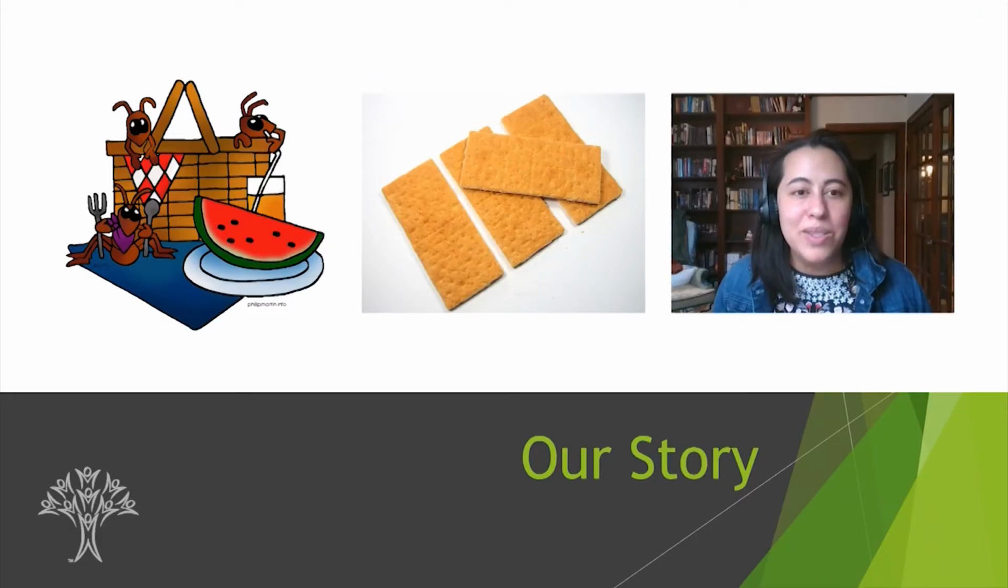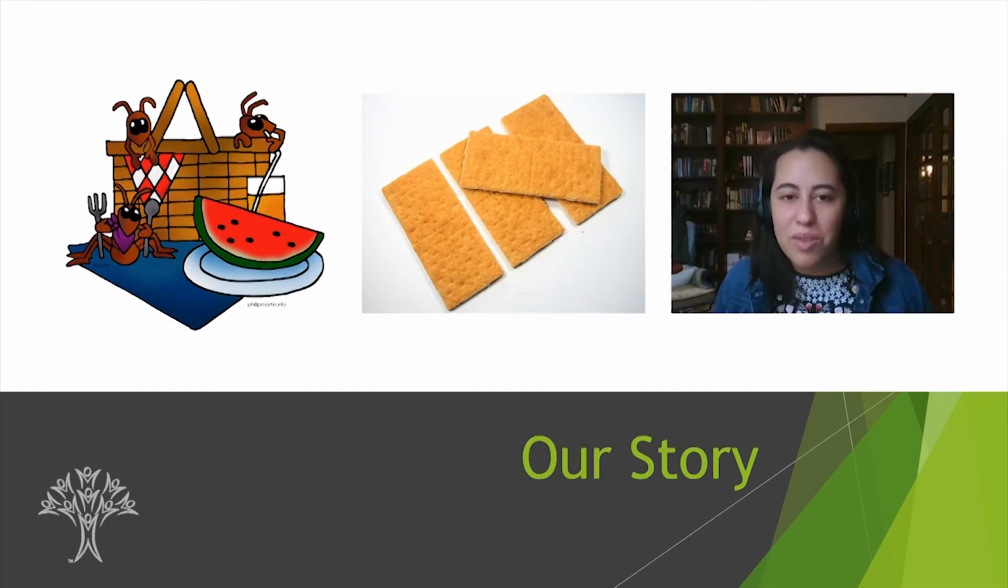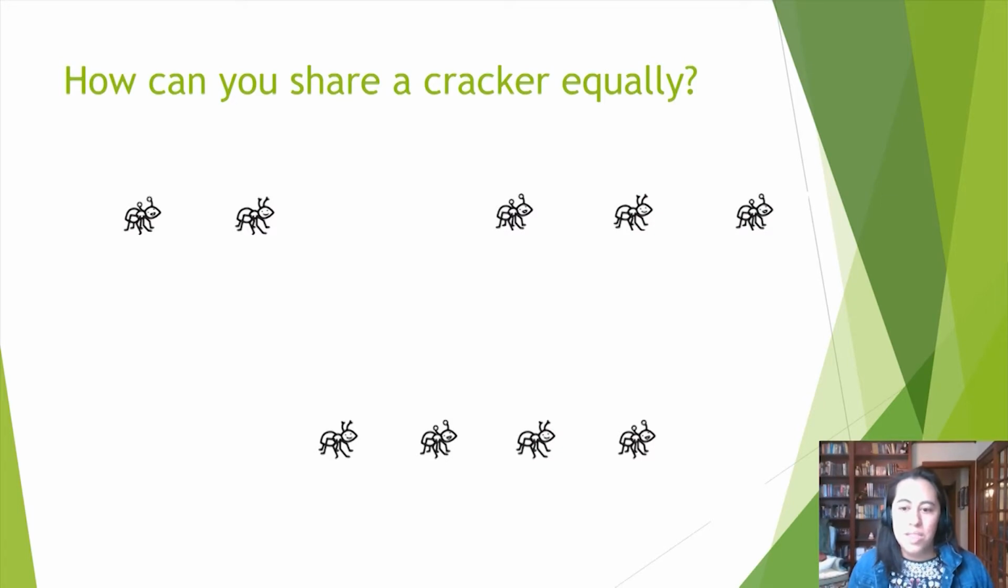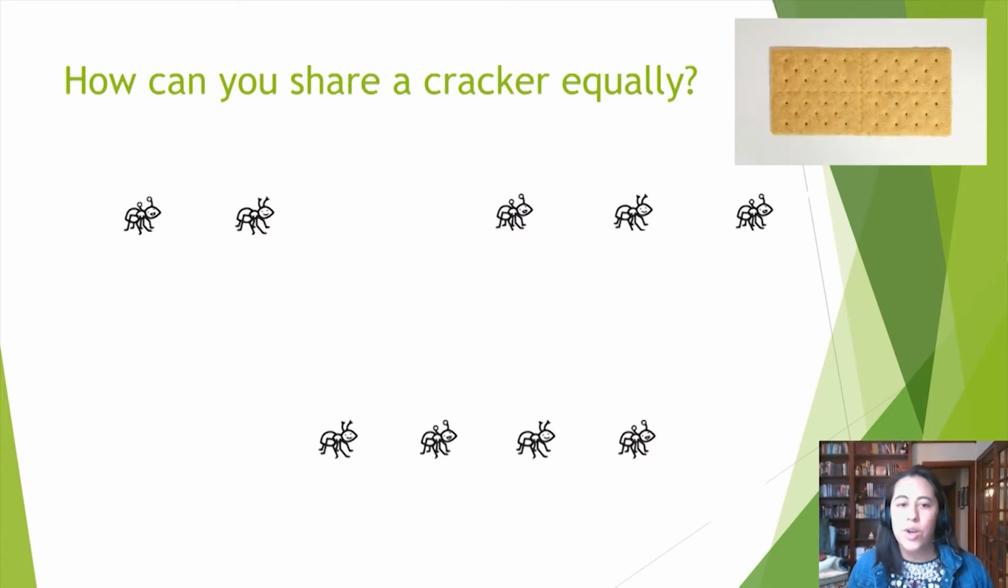Today we're going to use what we've learned about fractions to solve some problems in a story. If you've ever read the book 100 Angry Ants, you may be familiar with this story. Some ants go on a picnic and they find some graham crackers, and they want to make sure to share all the graham crackers equally amongst all of them. So some ants come upon one graham cracker. Let's think about how they could share this graham cracker depending on how many ants are in the group.